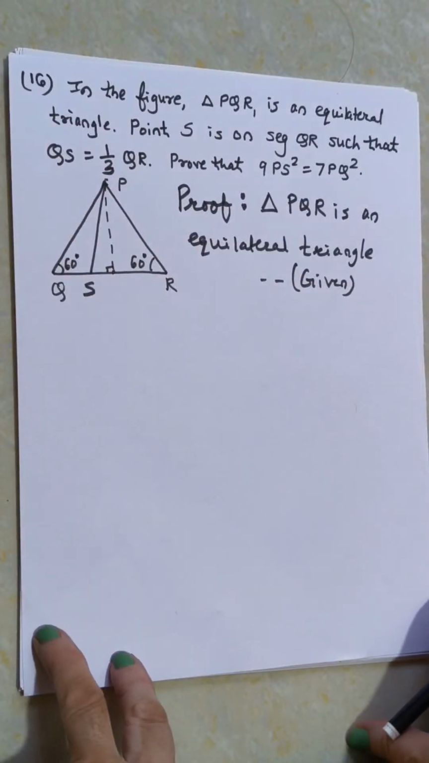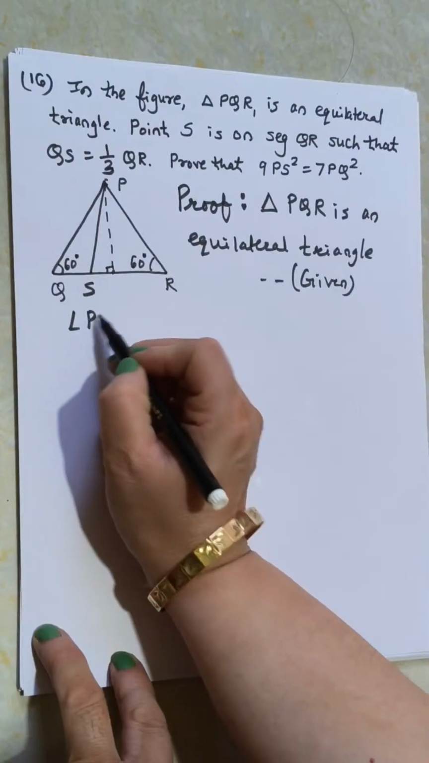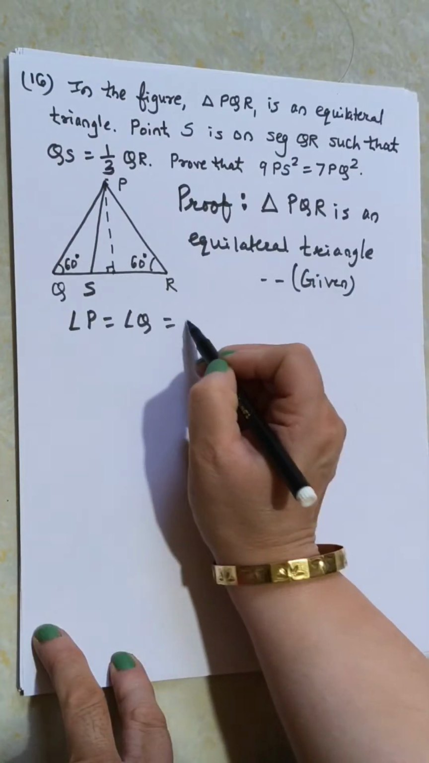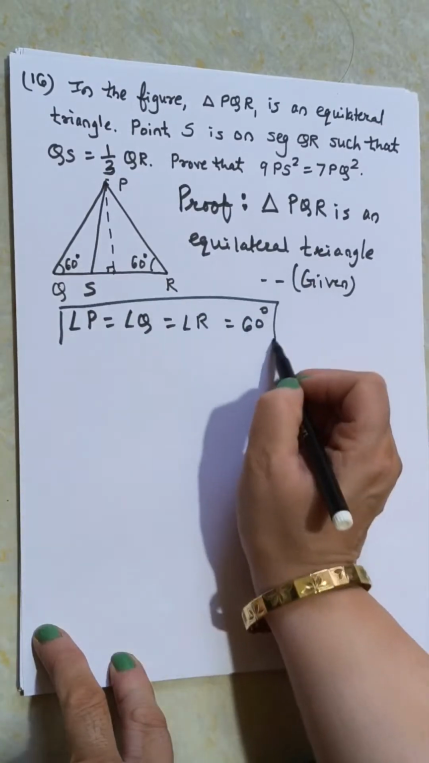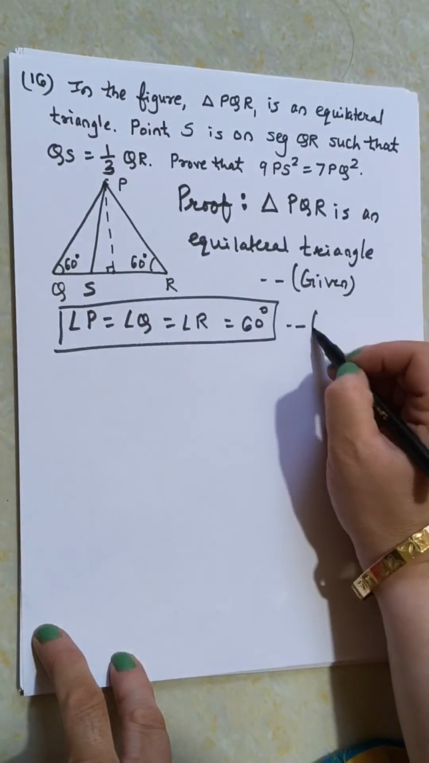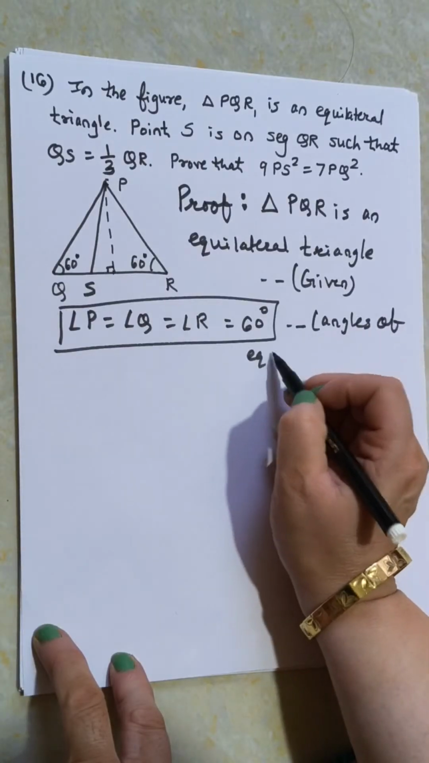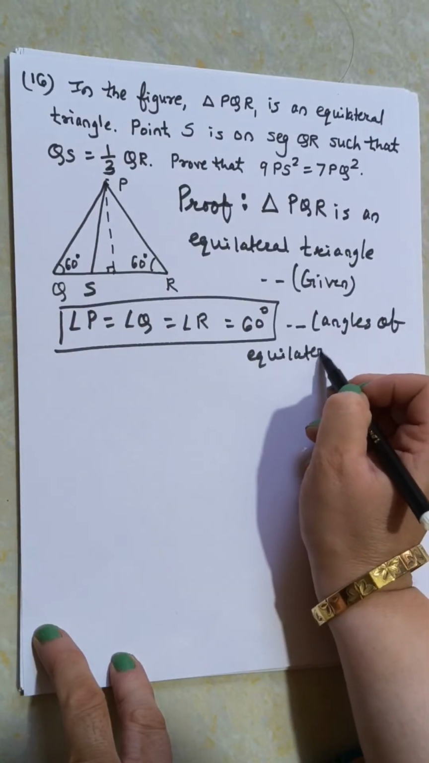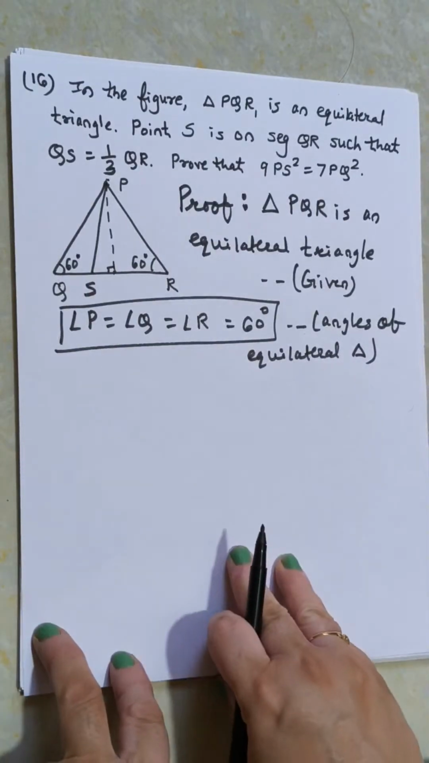Equilateral triangle, all angles are of 60 degree. So let us write that angle P is equal to angle Q is equal to angle R, and that is equal to 60 degree. And what are you going to write here? Angles of equilateral triangle. Okay. And what is another important thing?